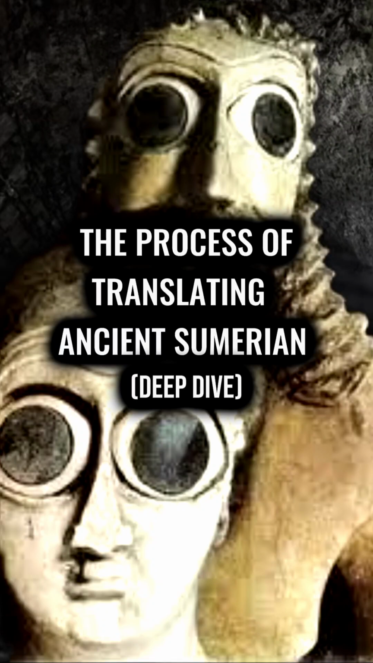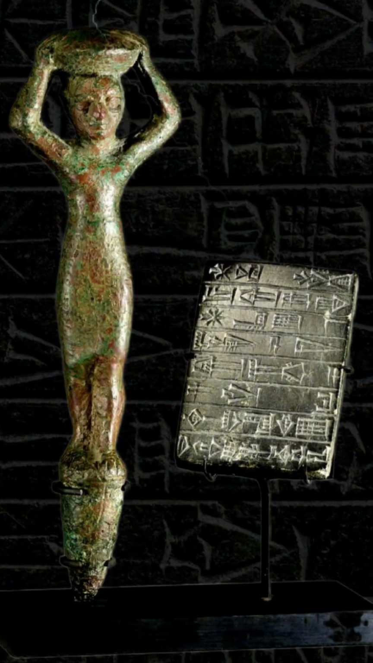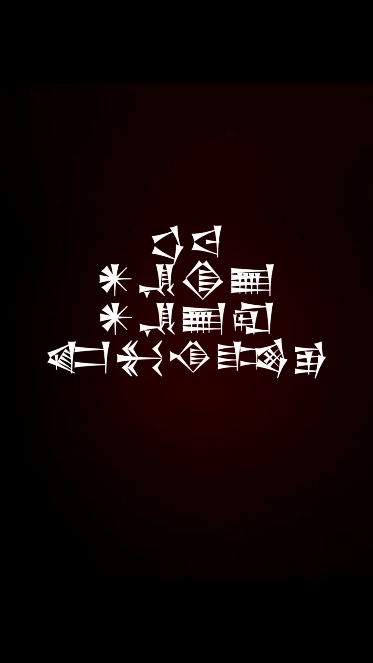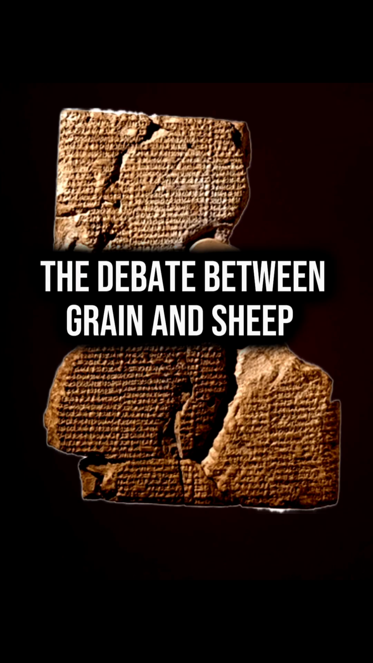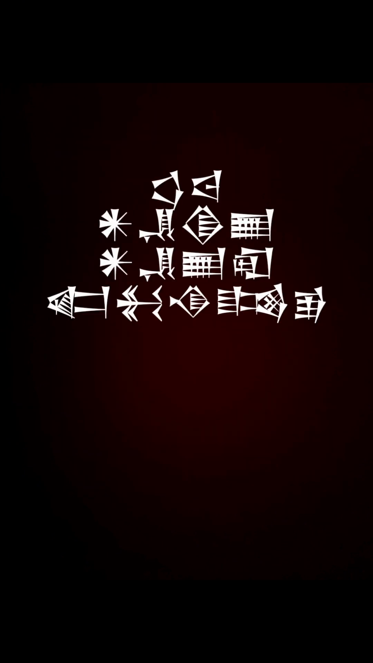In this video, I'm going to explain to you the full process of translating an ancient Sumerian sentence. We're going to look at this sentence, which is taken from this tablet entitled A Debate Between Grain and Sheep. So again, these are the characters that we're looking at, and the first thing we're going to do is transliterate.